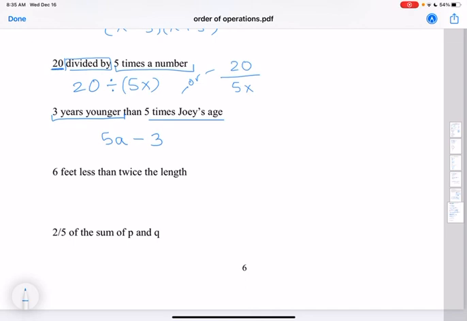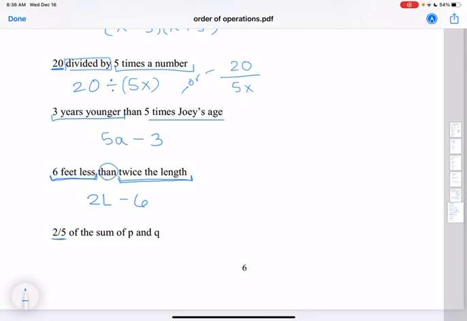Next, we have 6 feet less than twice the length. So 6 feet less, so that's going to be another subtraction. 6 feet less than twice the length. So that's 2 times the length. So I'm going to go with L for length. So 2L is twice the length. 6 less than that would be twice the length minus 6.